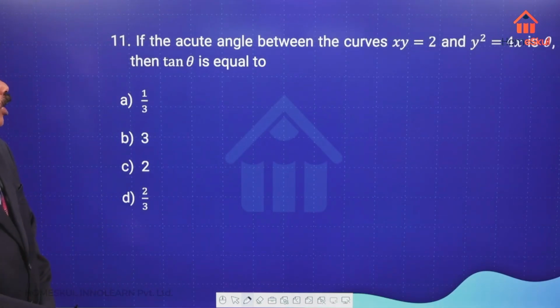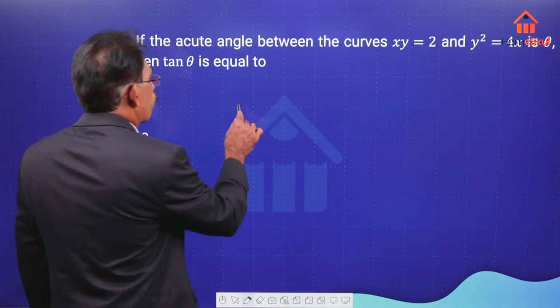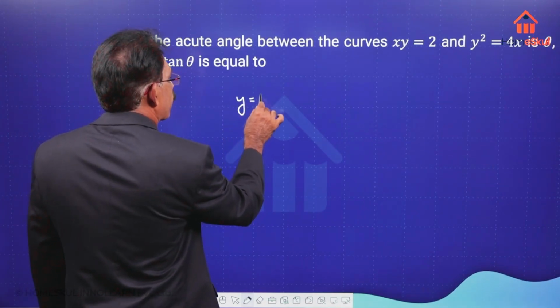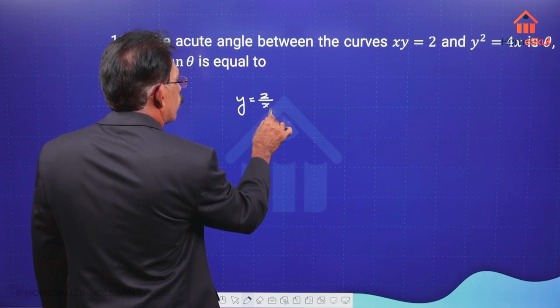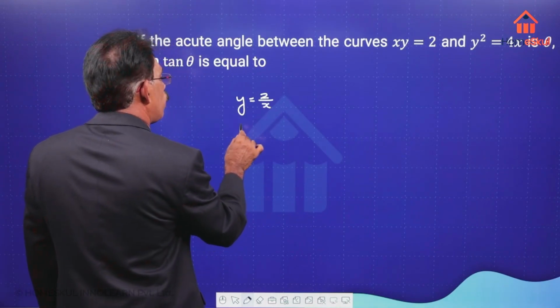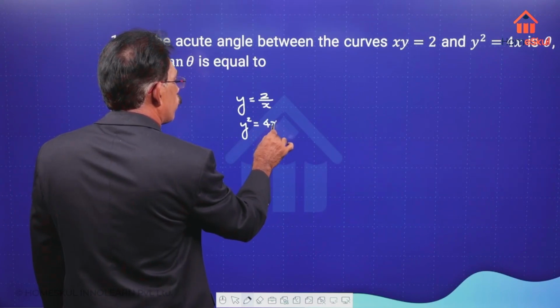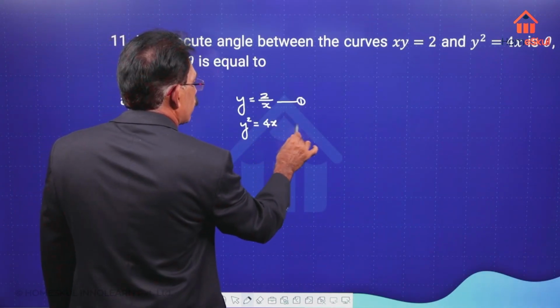If the acute angle between the curves xy is equal to 2 and y square is equal to 4x is theta, then tan theta is equal to what? Look, the first curve is y is equal to 2 by x, and the second is y square is equal to 4x.